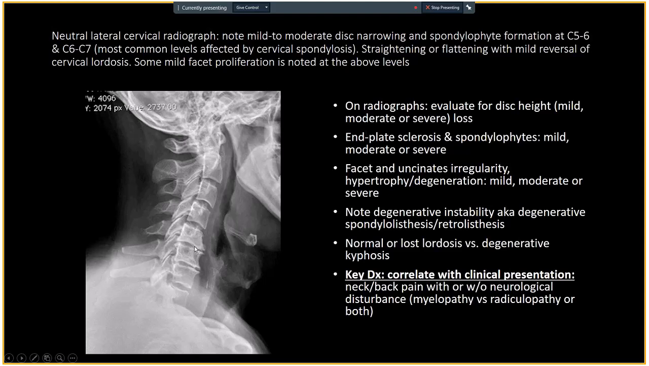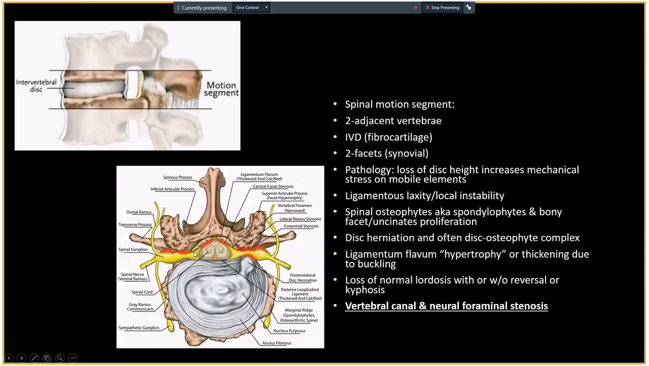In this case you can see the segments that are particularly more vulnerable and more commonly affected are going to be C5, C6 and C7. So you can see disc space narrowing very readily observed. You can see some proliferation of the vertebral end plate and formation of these spondylophytes. So spondylophytes can be anterior, rather marginal. If you go back here, you can see they can actually be within the circumference of the vertebral body.